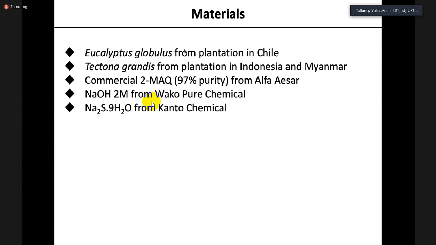These are the materials that we use for kraft cooking. First, we use Eucalyptus globulus from plantation in Chile. And we also use Tectona grandis from plantation in Indonesia and Myanmar. We use commercial 2-MAQ with 90% purity from Alfa Aesar, and also 2 molar sodium hydroxide from Wako Pure Chemical, and sodium sulfide from Kanto Chemical.